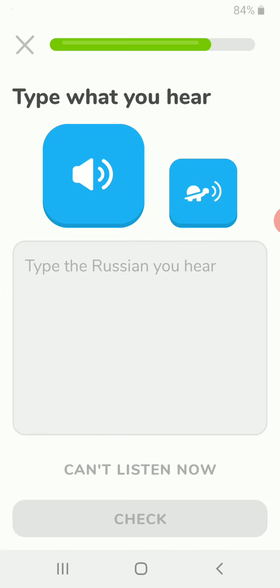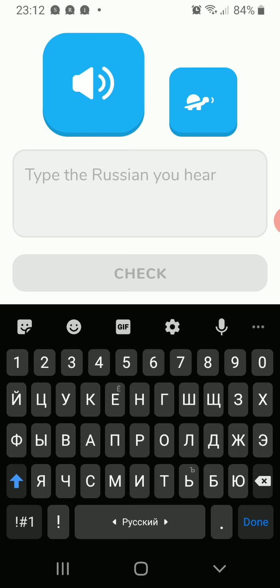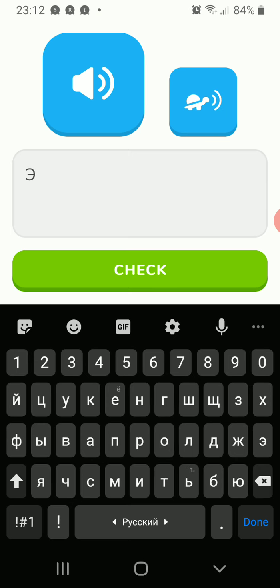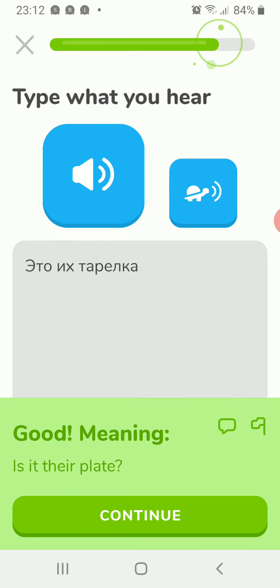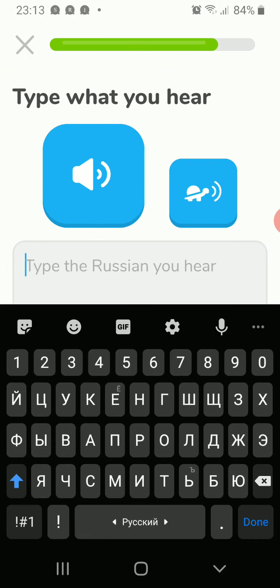Это их тарелка. Different. See, the pronunciation is key here in Russian. Это их тарелка. Их, it's just there. Тарелка. But is it тарелка or тарелки? Тарелка, one plate.